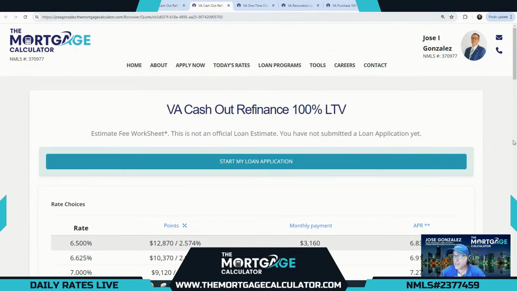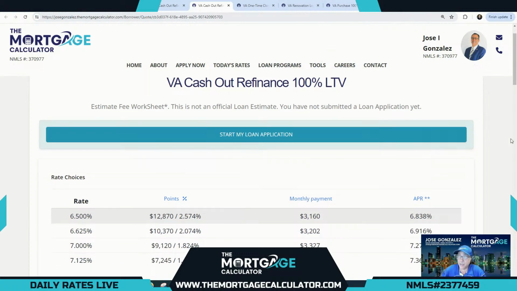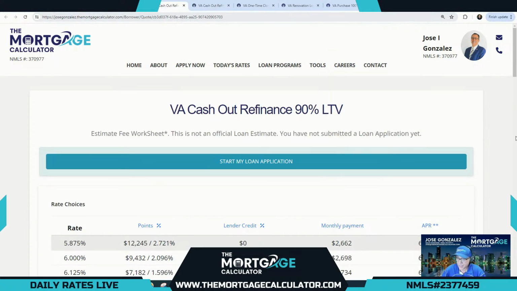Our VA cash out refinance at 100% LTV. This is considered a high LTV cash out refi transaction. So it does have a little bit higher cost than your non-high LTV VA cash out, which would be at 90%. So the 100% LTV option, 7.125 is your lowest cost option, and you can buy that down all the way to 6.5%. Now, keep in mind, this option is going to have a higher credit score requirement than our 90% cash out option.